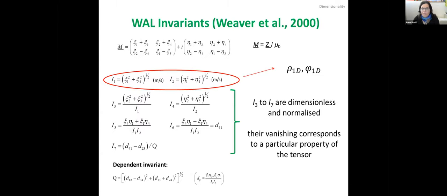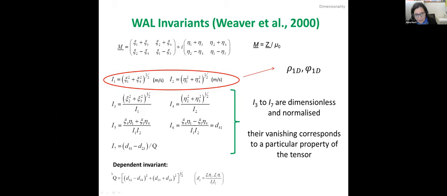The invariants from the paper of Weaver, Agarwal and Lilley in 2000 work with the magnetotelluric tensor, which is the relation between the electric field and the B field instead of the H field. The first two invariants are equivalent to the determinant. They allow us to obtain an average of the apparent resistivity and the phase. Then there are the invariants from I3 to I7, which are dimensionless and normalized. The practicality of them is that their vanishing corresponds to a particular property of the tensor.